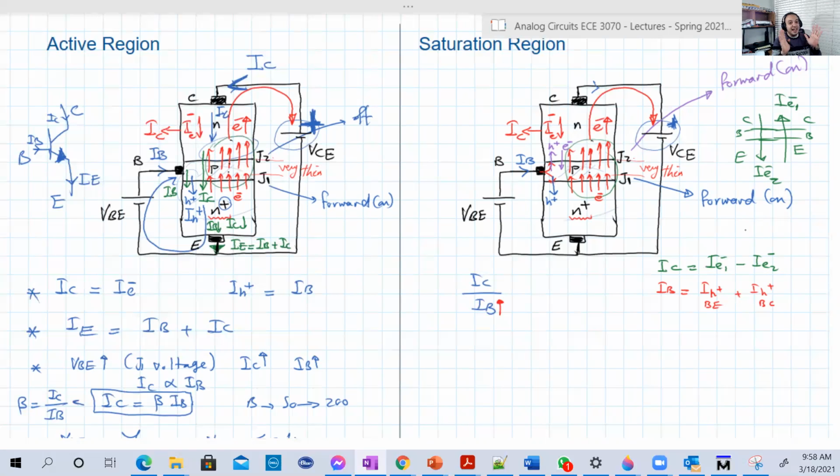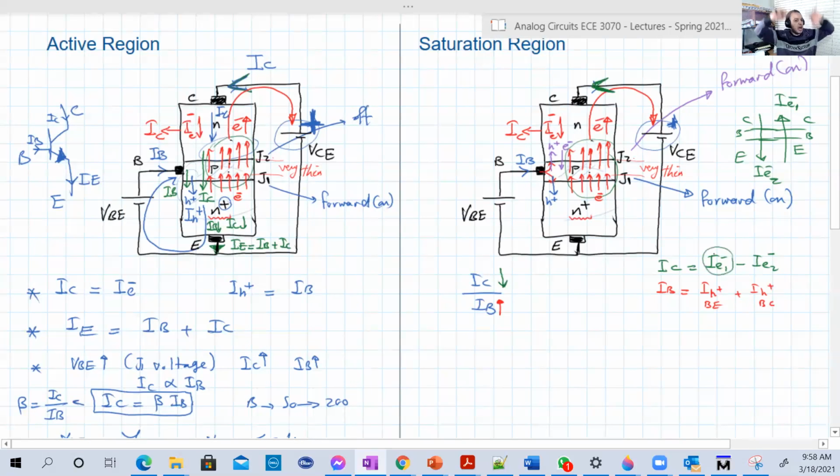So IC still has the same direction, going into the collector, but it decreased now. Look, in the beginning it was IE1 only, the electrons that move from emitter to the collector. Now there is a subtracted part. So the numerator decreased and the denominator increased, so this ratio is less than or equal to beta now.